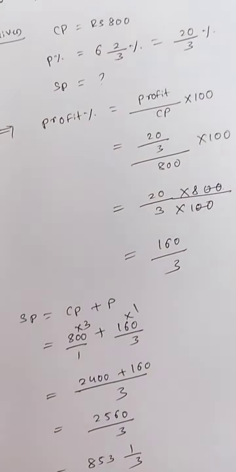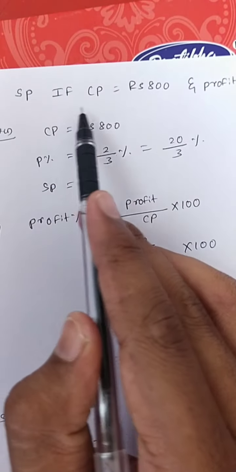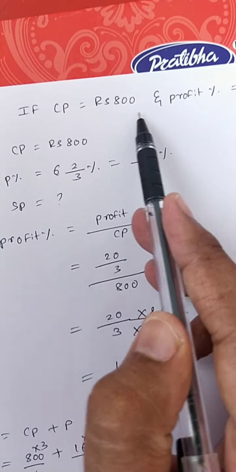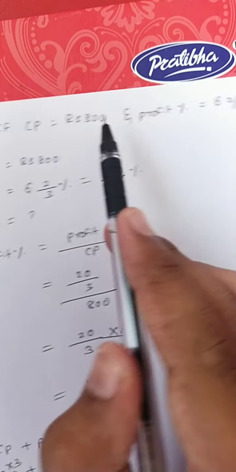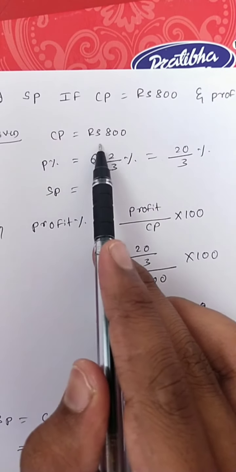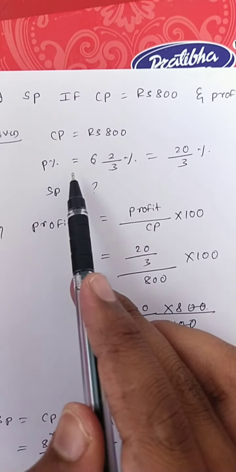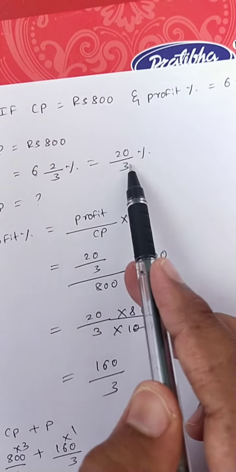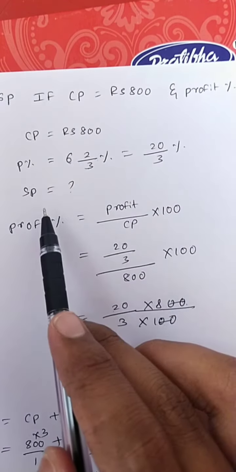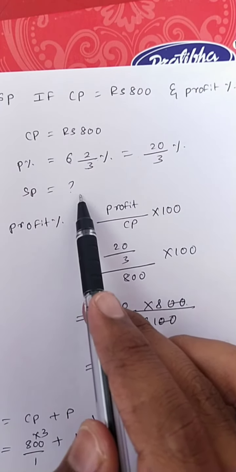See here once again. First, given: find SP if CP is equal to rupees 800 and profit percentage is equal to 6 integer 2 by 3%. First write the given things. CP is equal to rupees 800. Profit percentage they have given is 6 integer 2 by 3%, which is equal to 20 divided by 3%. SP is what you don't know, you have to calculate.